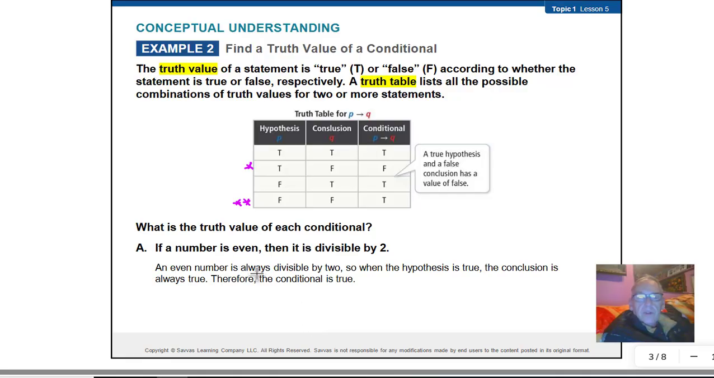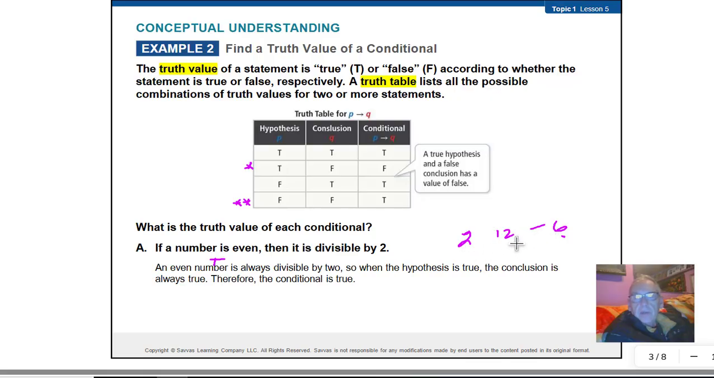It's almost like there's not enough information to say that it's false. Let's look at this one. Find the truth value. If a number is even, then it's divisible by 2. So let's say we pick a couple of even numbers like 2, 12, and -6. So here we have even numbers. Got this part, true.